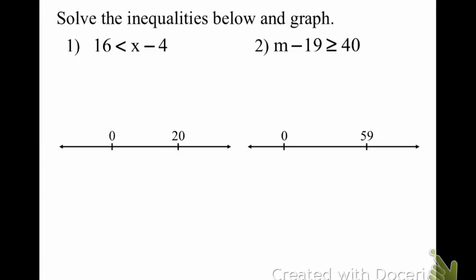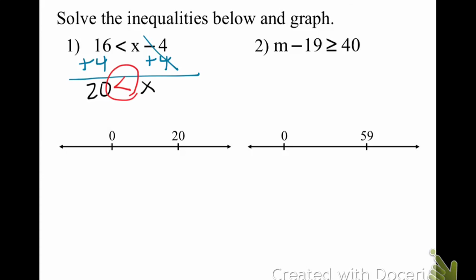So how do we undo subtracting 4? I add 4 to both sides. Remember, whatever I do to one side I must do to the other. It cancels out, so I bring down my x. 16 plus 4 is 20. And remember, we are dealing with an inequality sign. Do not put an equal sign. So I know now that 20 is less than x.